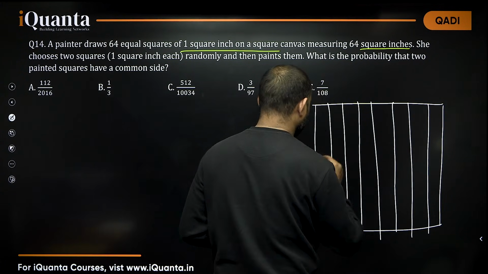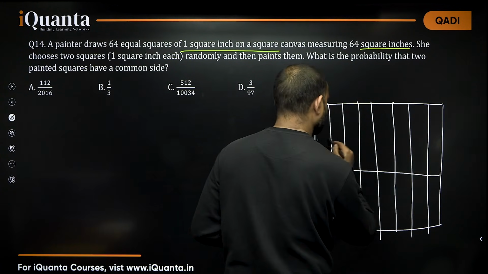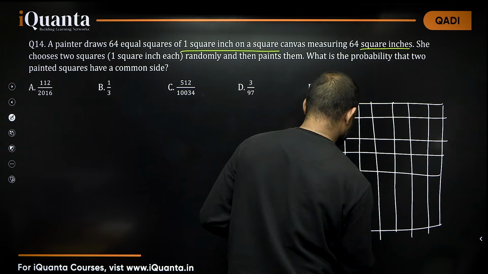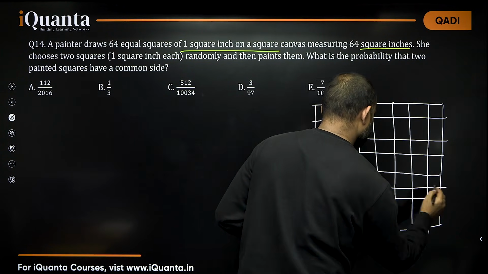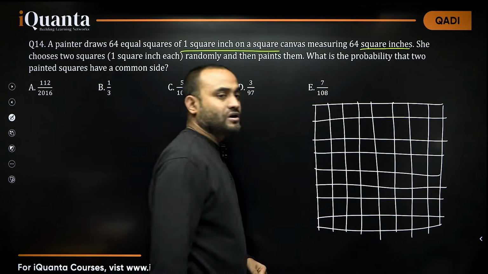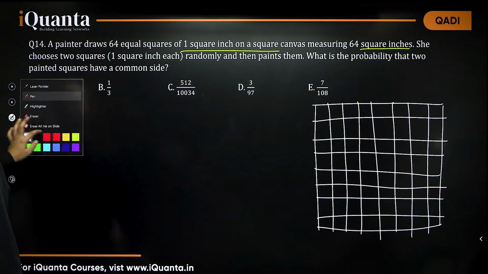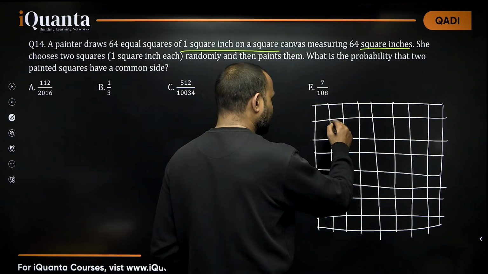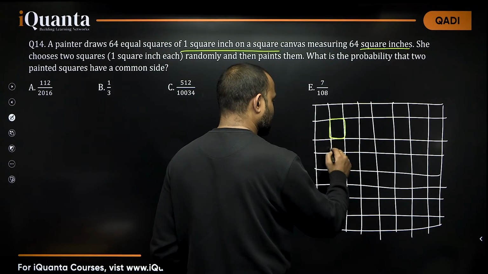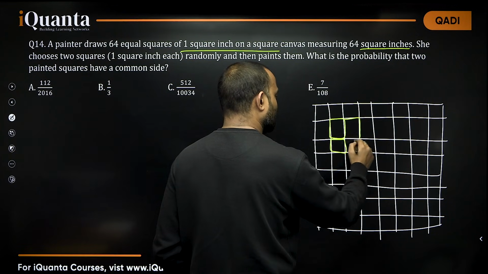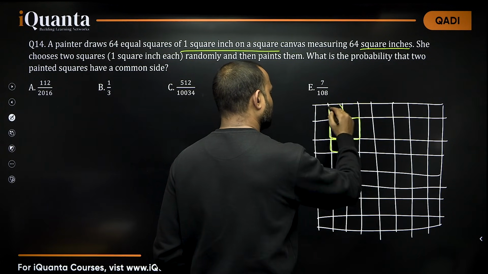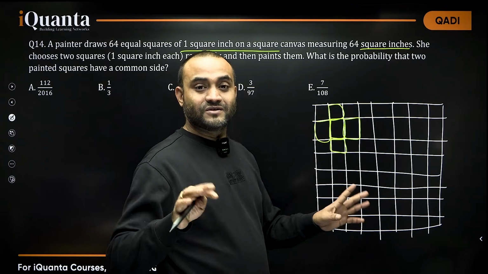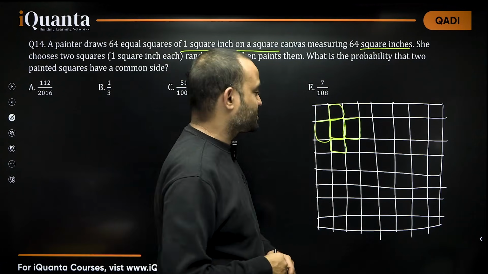So we need to choose two squares which have one common side, or we can say two squares which are adjacent to each other. Common side means if one of the squares is this one, then the other can be this one, or this one, or this one, or this one. So it does not matter whichever two you choose, they should be adjacent, right?